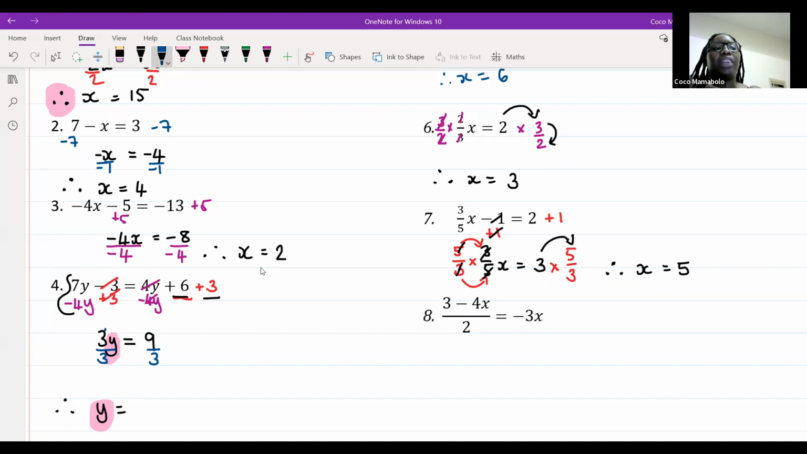So 3 divided by 3 is going to give me 1. Do we agree? 1. Good. So I've got 1y, or just y left. And then over here, I've got 9 divided by 3, which is 3. Good. 9 divided by 3 is 3. That's where we get the idea that the answer is y is equal to 3. Do you see how we did that?